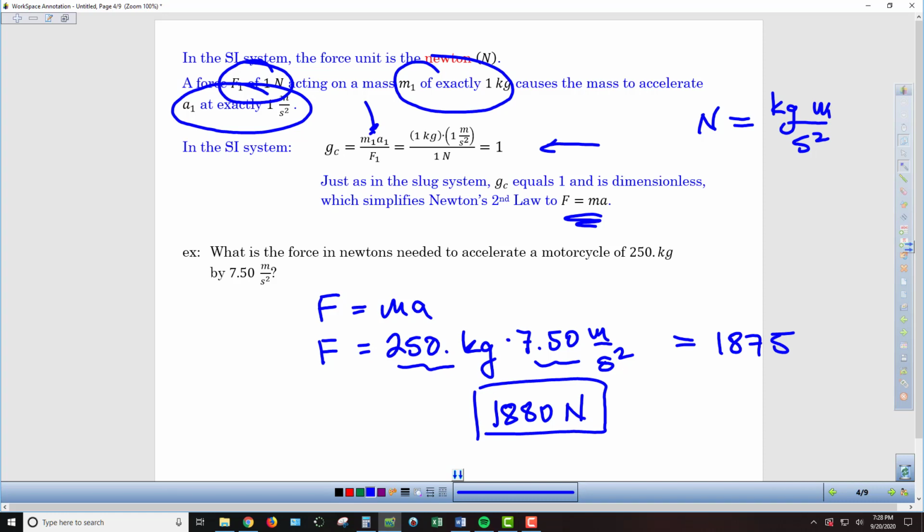So again, in both the slug system and in the SI system, G sub c, we just have never even thought about it because it always equals 1. The units are defined in such a way to make that happen, to make it so that we can just use F as equal to ma without having to worry about a constant of proportionality.